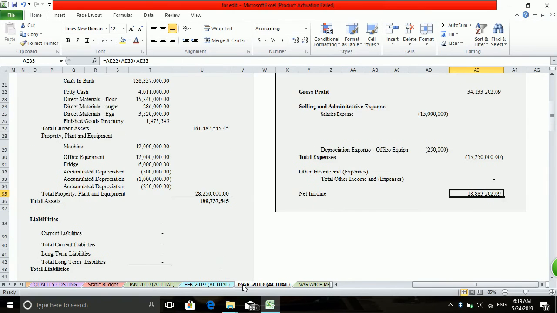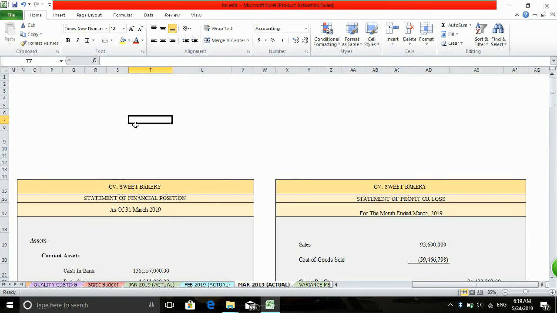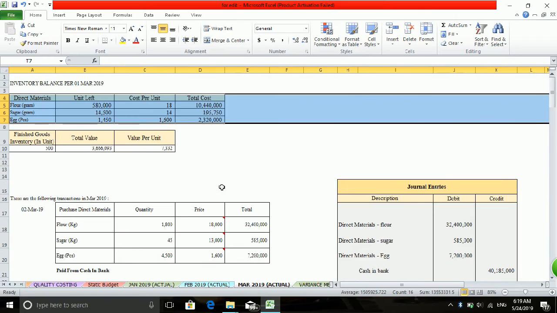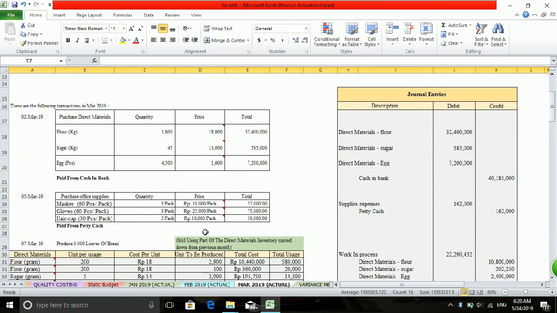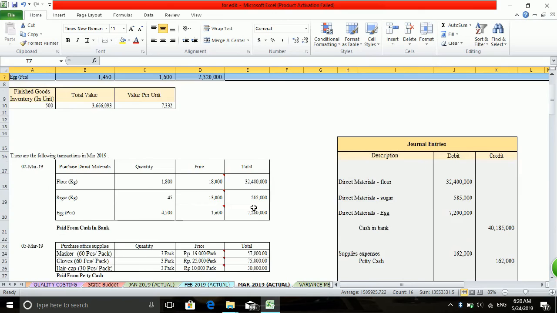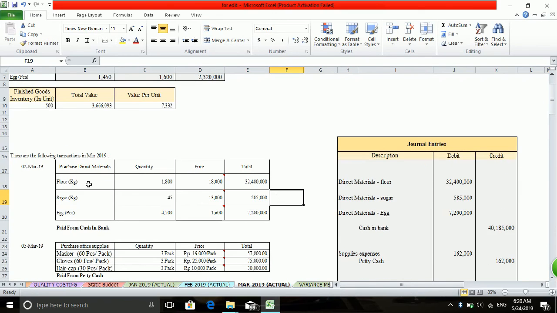Next, continue to March of 2019. It will be the same as February, but there are also some price changes, and also the direct labor hour. And next, all of these transactions will be recorded in journal entries.